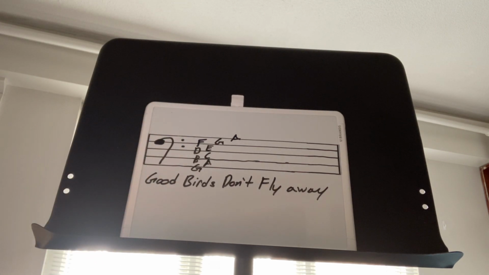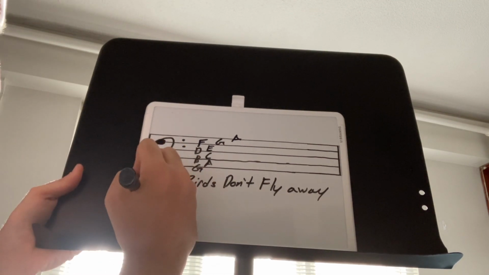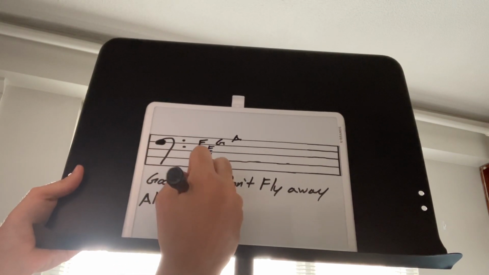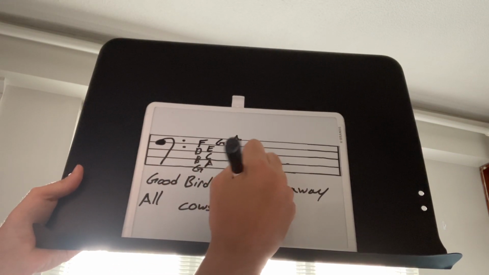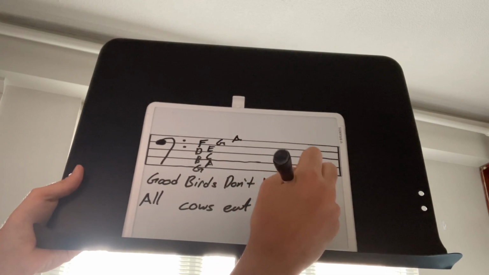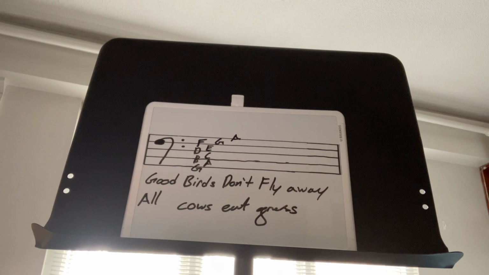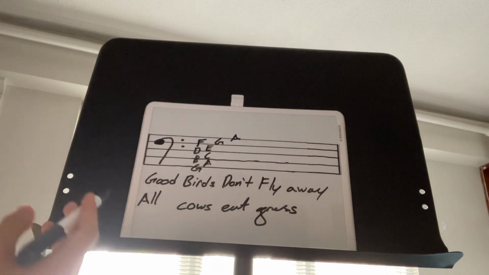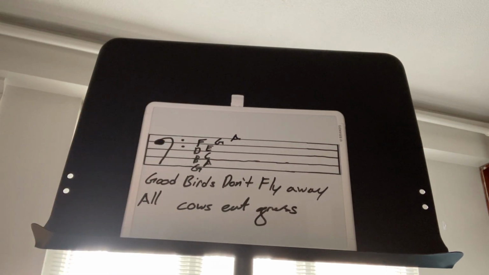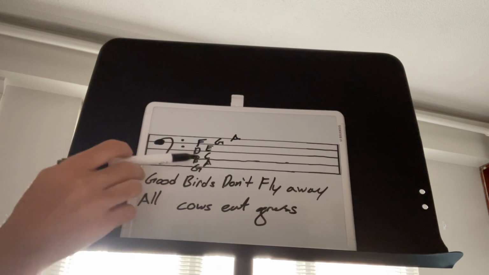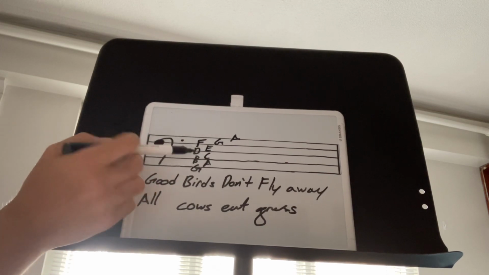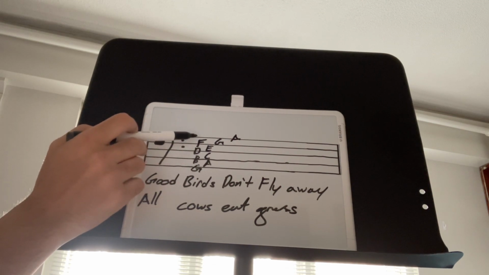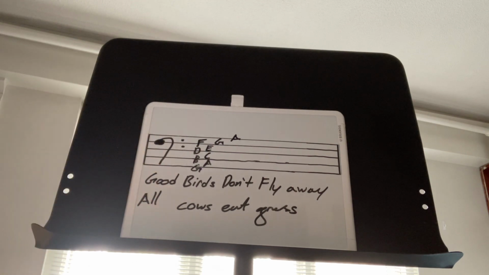Now, when it comes to memorizing the spaces, you can use the acronym, what is it? All cows eat grass. Now, these little silly phrases, they might seem silly, but as you can tell, they're easy to memorize. You can assign each line or space with little names. So for the spaces, you'll have A on the bottom, C on the second, E on the third, and G on the fourth.